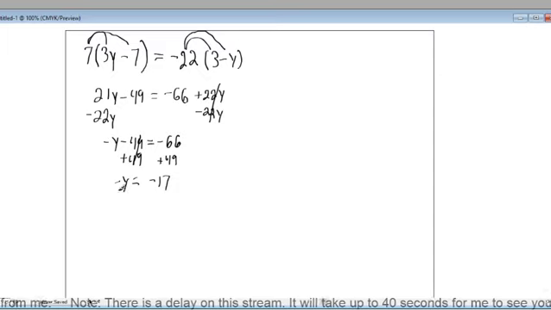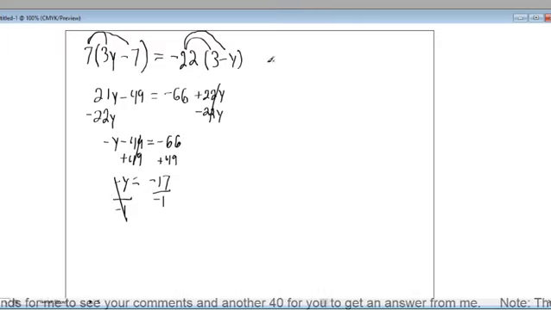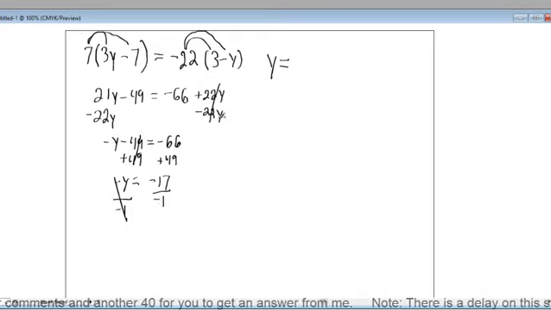Okay, now y is not by itself yet because this is negative y. Technically, this is negative 1 times y. So we need to do one more step here, and that is divide the negative 1 off. We'll do that to both sides. That'll cancel there, leaving us with just y. And on this side, negative divided by negative is a positive, so that's now positive 17.